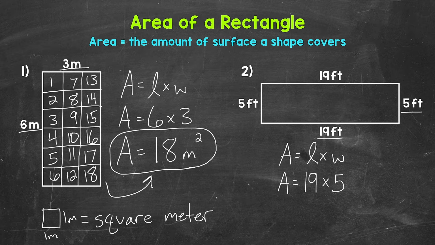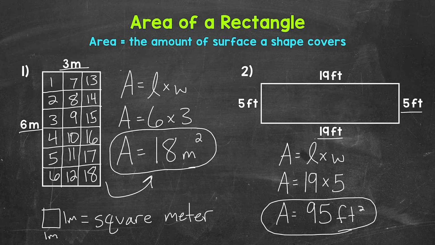Now for number 2, it's a little different than number 1 because all 4 side lengths are written out. That doesn't mean we need all 4 side lengths. We still just need the length and width. We're not multiplying everything that's written out or given. So something to keep in mind. Now we can multiply. So 19 times 5 gives us an area of 95 square feet. So there's how to find the area of a rectangle. Let's move on to finding the area of a square.